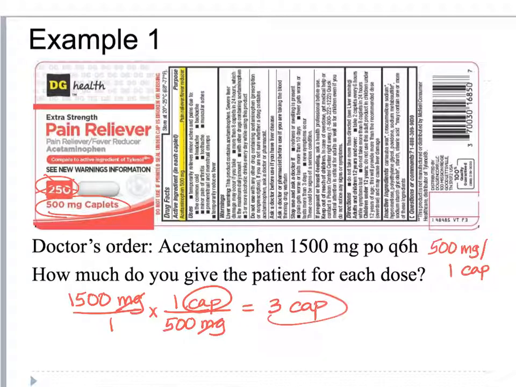So 3 caplets makes sense. Usually we don't give any more than 3. That's not to say that you can't get 4 or 5 or even 6 caplets. But if that's the case, then maybe you want a different strength of medication to give the patient. So 3 caplets would be our answer.